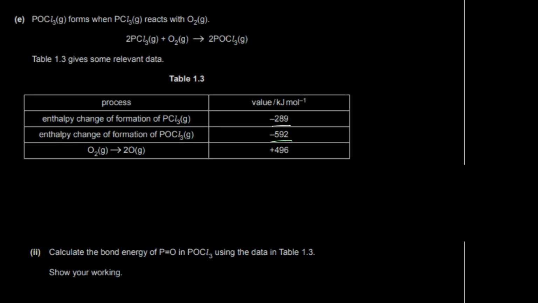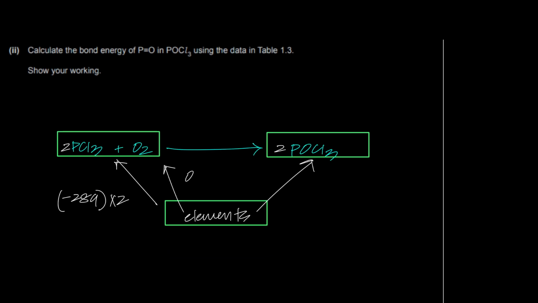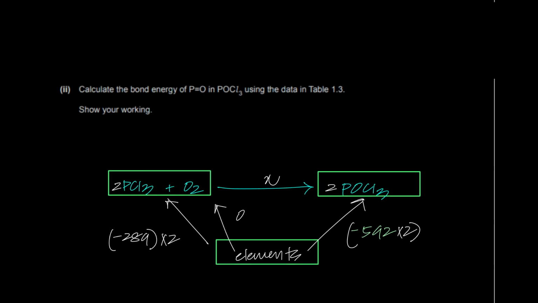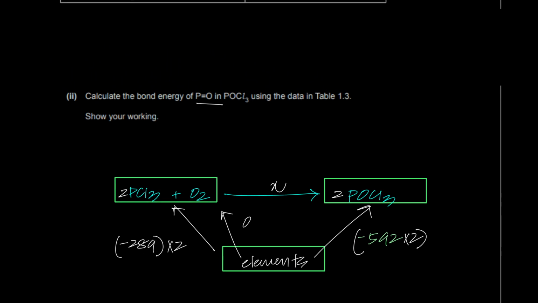POCl3 is right here. The enthalpy change of formation is minus 592 right here. And because enthalpy change of formation is for 1 mole, here you have 2 moles, so I'll multiply this by 2. And this is what I don't know, so I can use my Hess cycle to actually calculate X right here. I'm not even concerned about the requirement of the question, because as a student, if I gave it a look, I'd be confused.